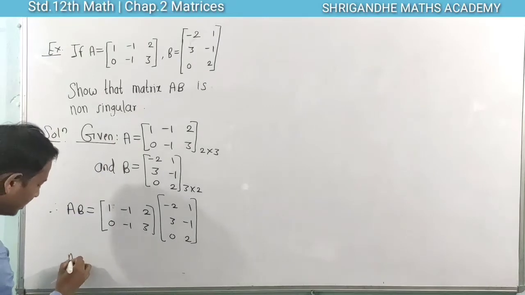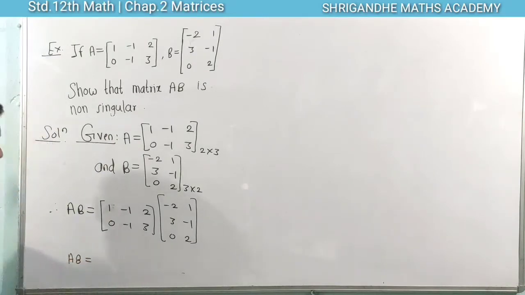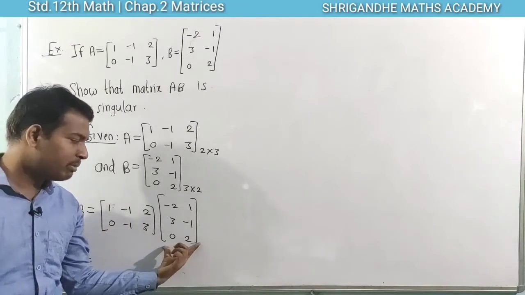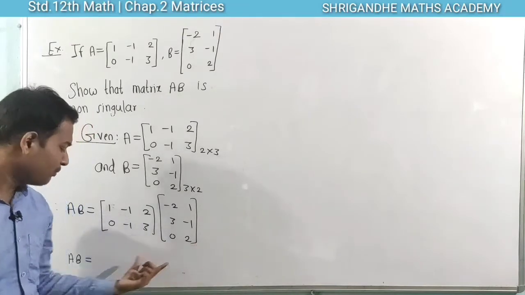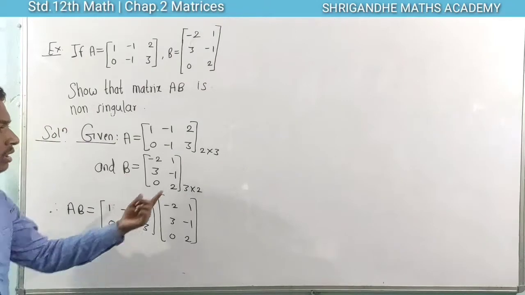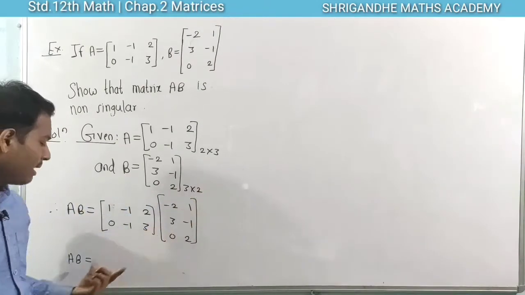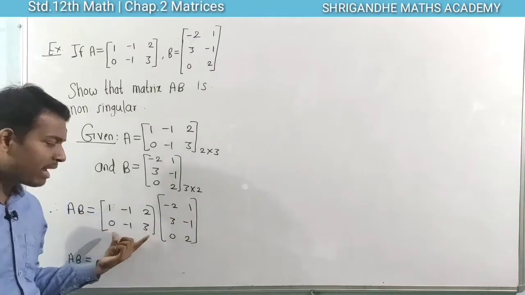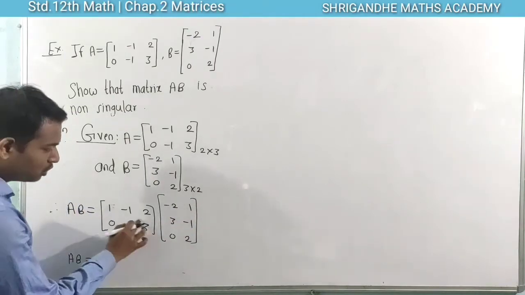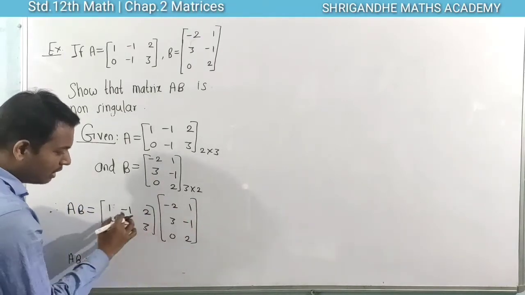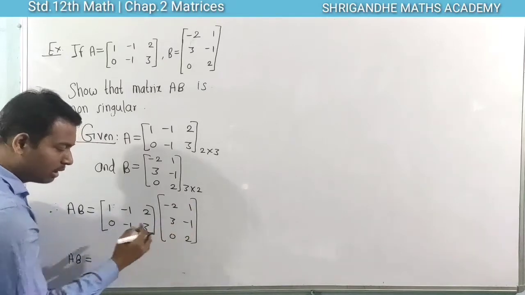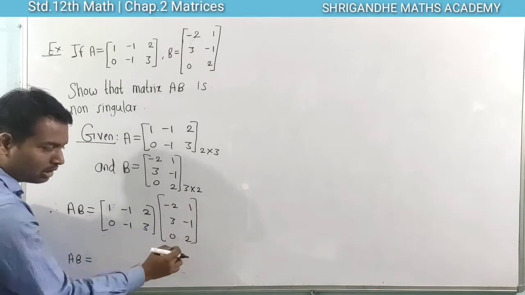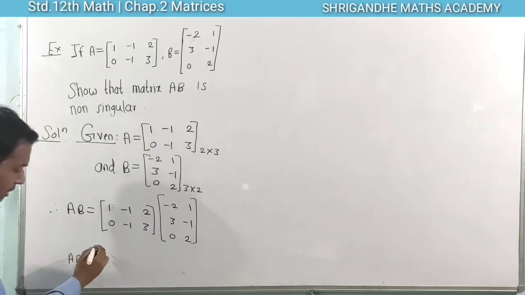Now here matrix A has order 2 by 3 and matrix B has order 3 by 2. Therefore matrix AB has order 2 by 2. That means we multiply 2 rows by 2 columns. That is first row into first column, then first row into second column. Next second row into first column, then second row into second column. Therefore let's see how to multiply.